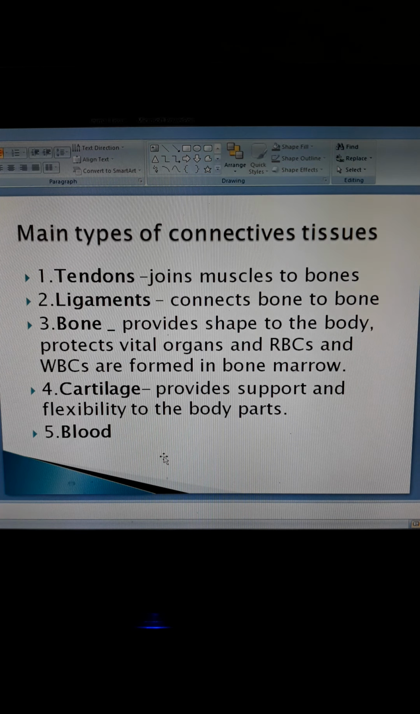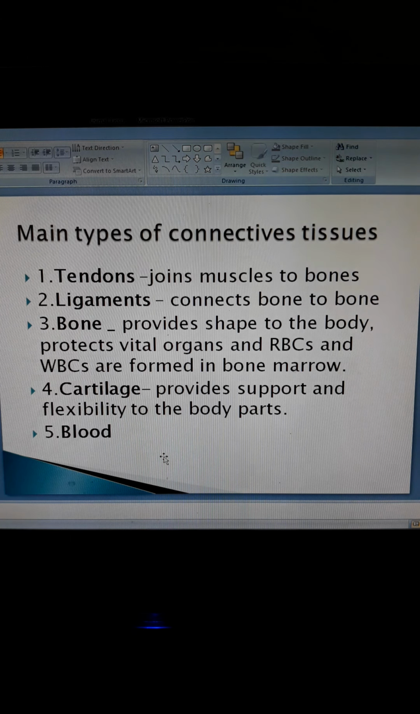Then we come on to the ligaments. Ligaments are the ones which help to connect bone to bone. These are elastic structures, so they allow bending and rotation movement over a joint.